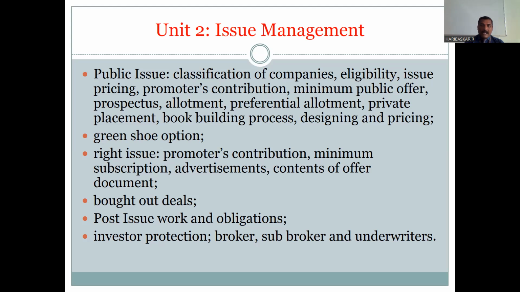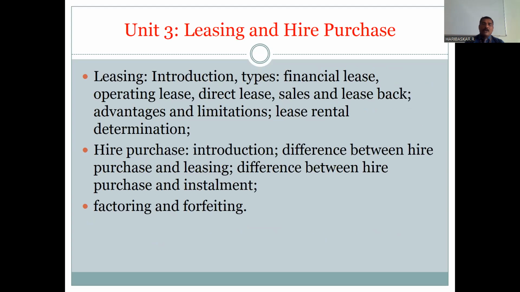Okay, so what are their roles, how they are called like that. So all those things we are going to discuss in unit number 2. Unit number 3 is about leasing and hire purchase.